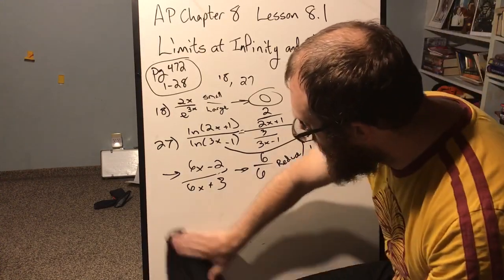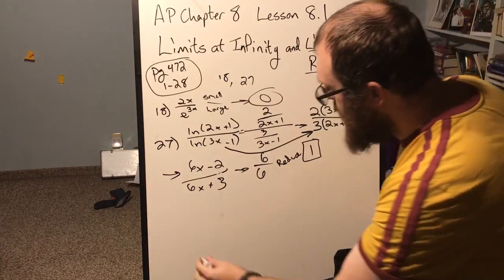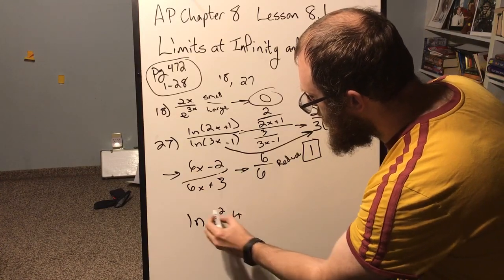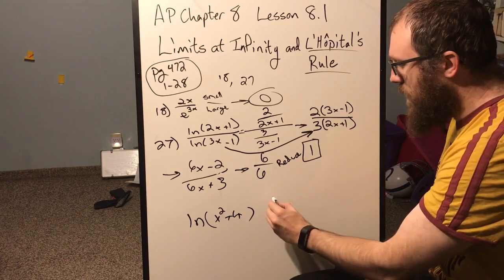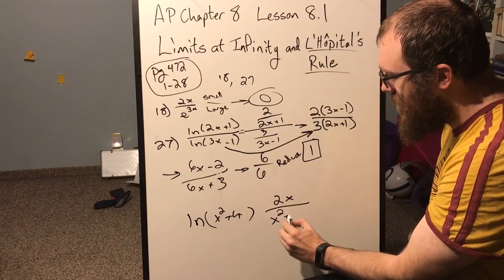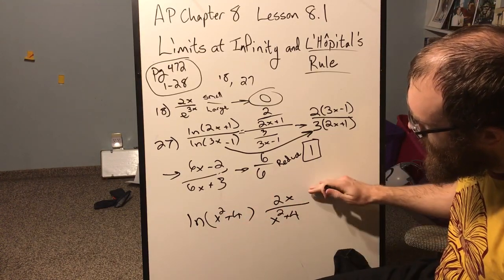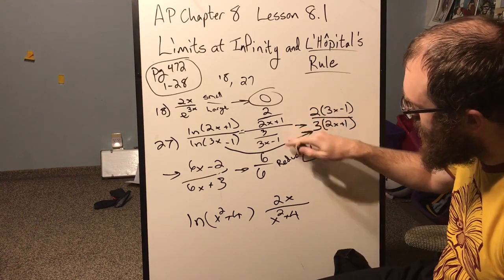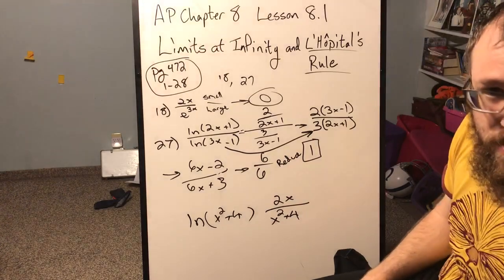Remember, when we take the derivative of an ln, any ln, let's say that I have the ln of x squared plus 4. I take the derivative of the inside, which would be 2x, over the entire inside, which is x squared plus 4. So when you take the derivative of an ln, it's the derivative of the inside over the inside, which is what gave us these components up here, and will ultimately allow you to move forward.